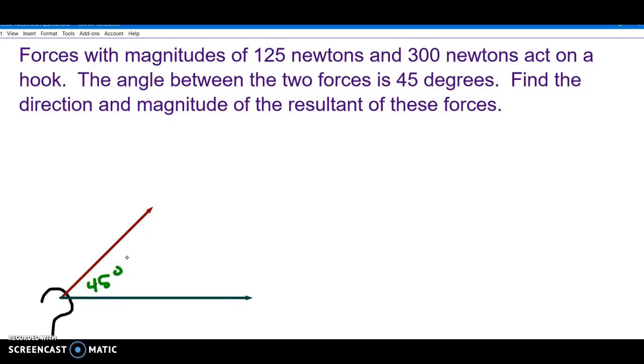Okay? We want to know the direction and the magnitude of the resultant vector. You guys can do this. This is totally doable. That'll be the 125 newtons. This can be the 300 newtons. Okay? So go ahead, put me on pause, and then we'll check our work.